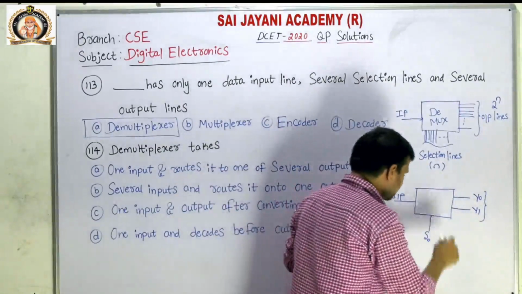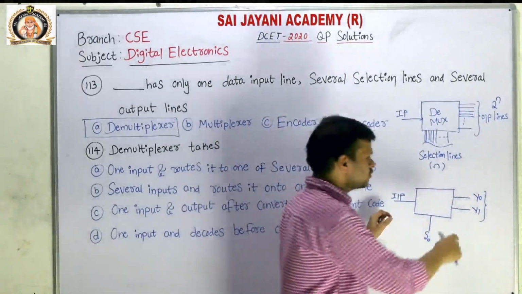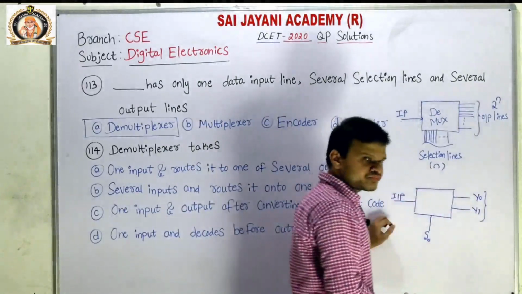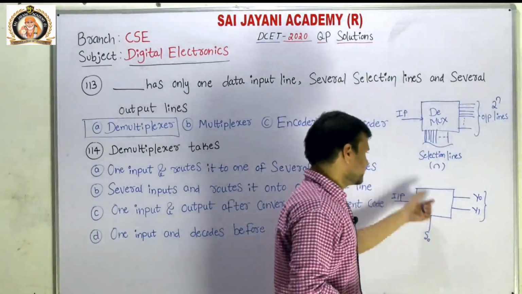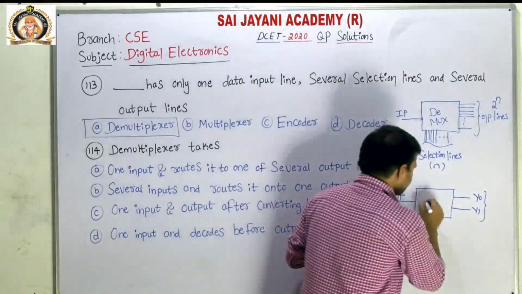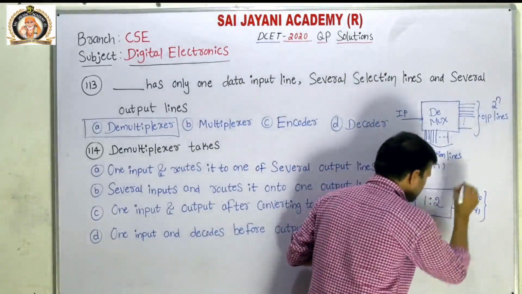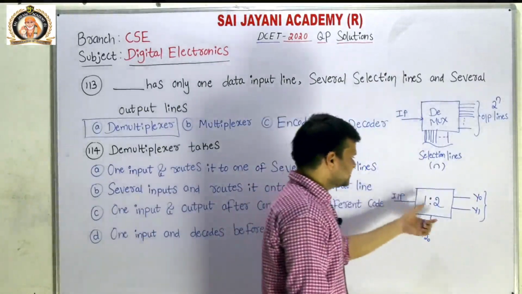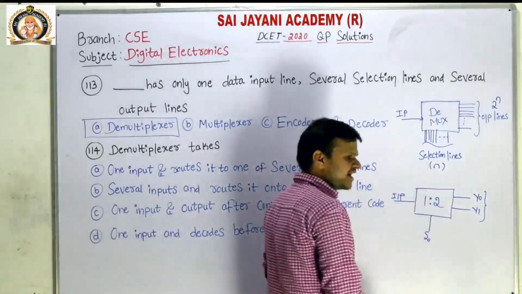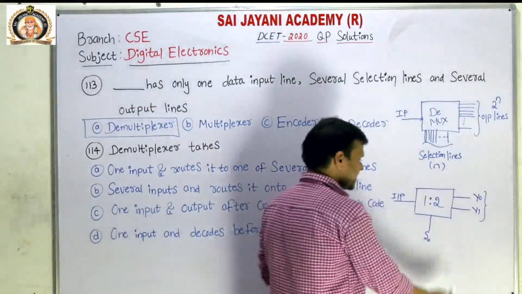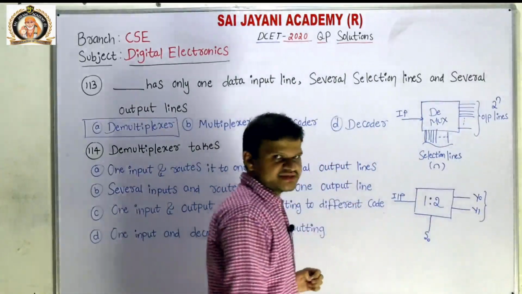Here we are using n is equal to 1. So 2 raised to 1 becomes 2. So 2 output lines are present. This type of demultiplexer is called a 1:2 demultiplexer. In a 1:2 demultiplexer, it has a single input and 2 output lines, and 1 selection line is present.